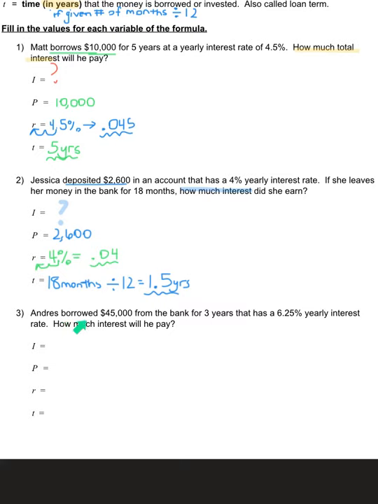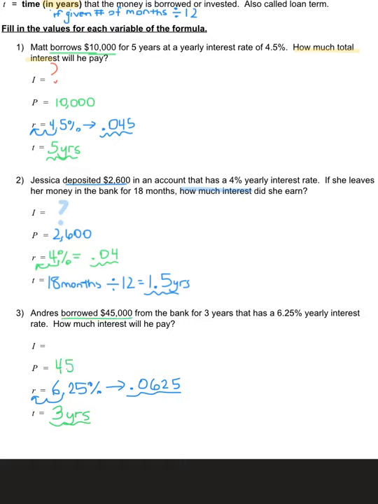This one says, Andres borrowed $45,000 from the bank for 3 years that has a 6.25% yearly interest rate. How much interest will he pay? So starting with my R, my percent, I see here. Let me write that down. Move my decimal 2 places to the left, turning that into 0.0625. Don't lose any of your digits. Then my T, my time, I see 3 years. Perfect, I don't have to change that. So 3 years.